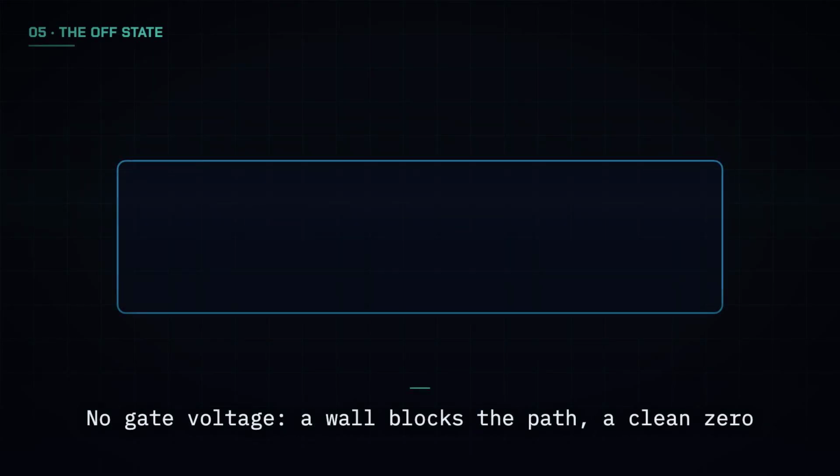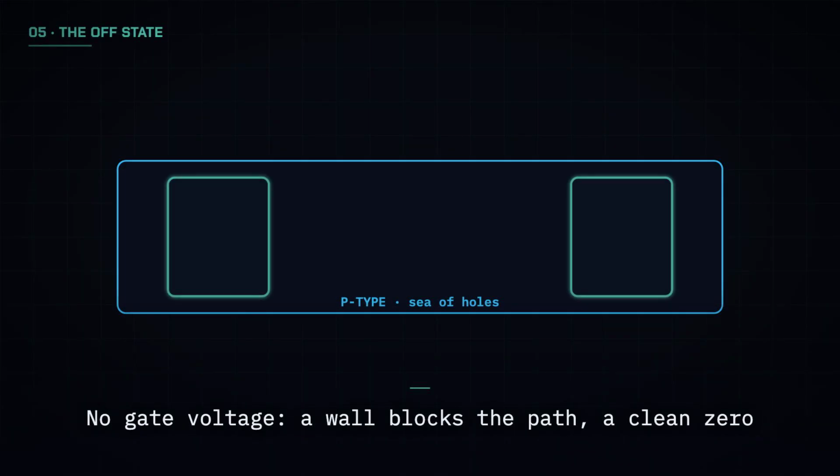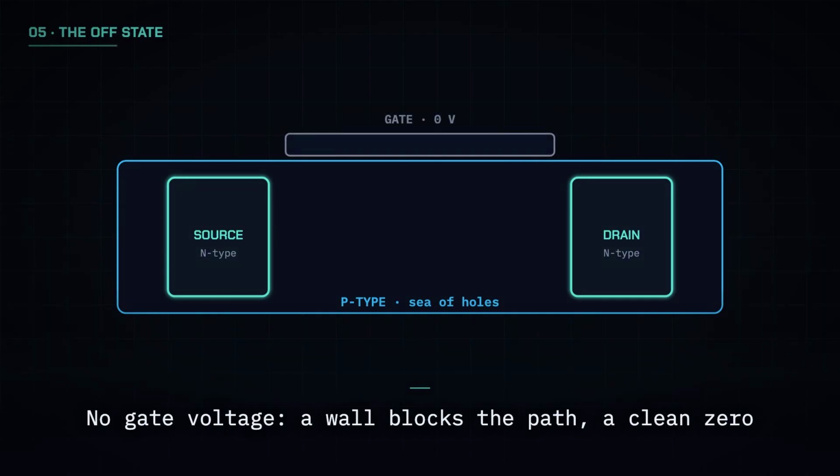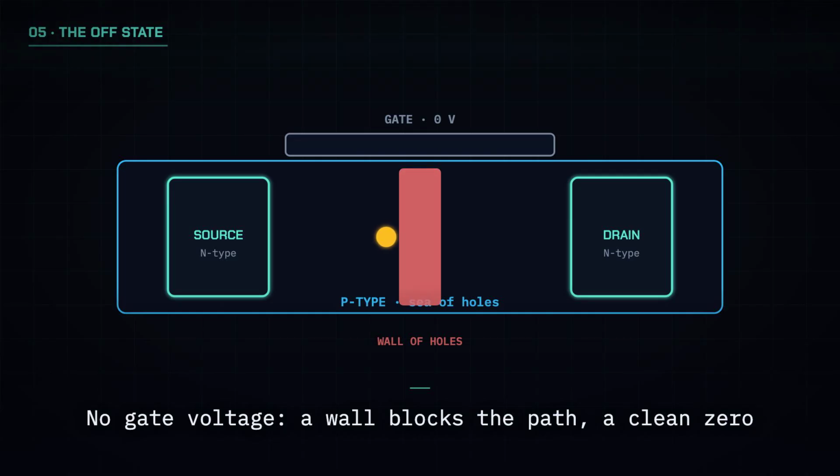With no voltage on the gate, the transistor is off. The source and the drain are two islands of N-type, surrounded by a sea of P-type. Between them, the holes form a wall. An electron leaving the source meets that wall and stops. No path exists across the channel, so no current flows. The switch is open. This is a clean, settled zero, holding firm with nothing moving and almost no power spent. It will wait patiently like this for years.